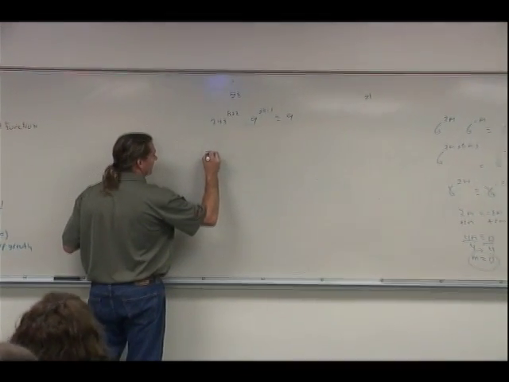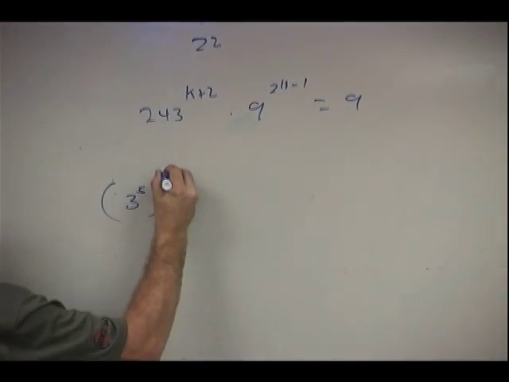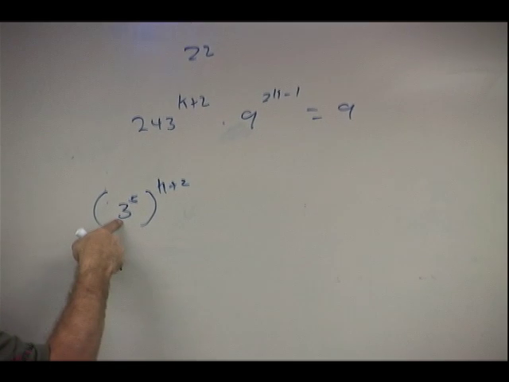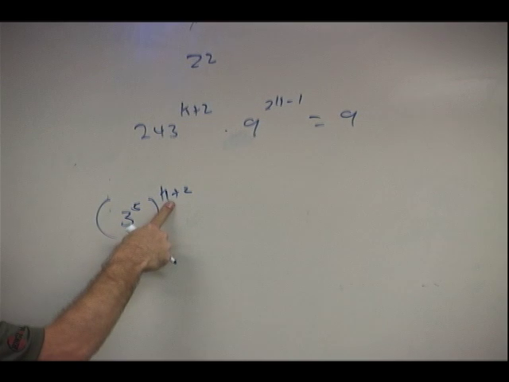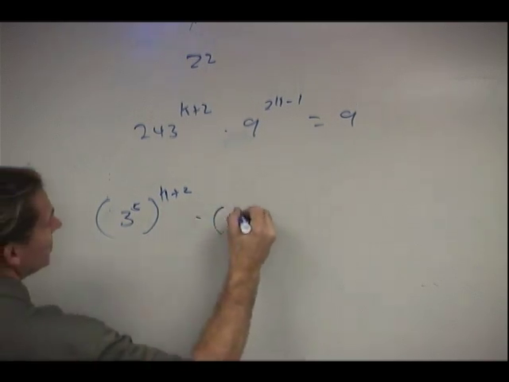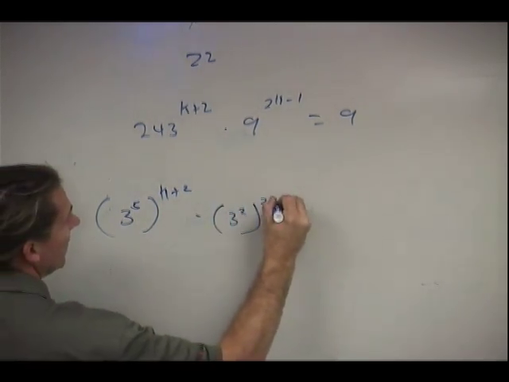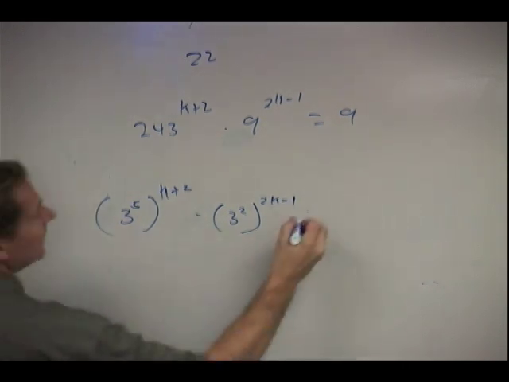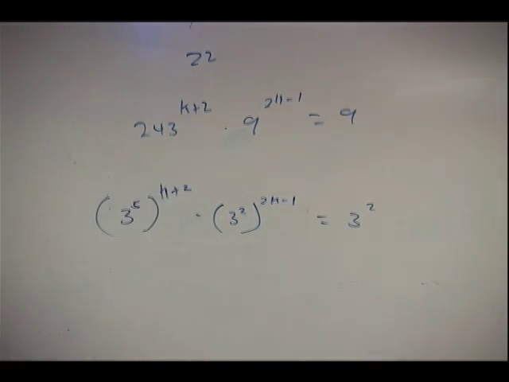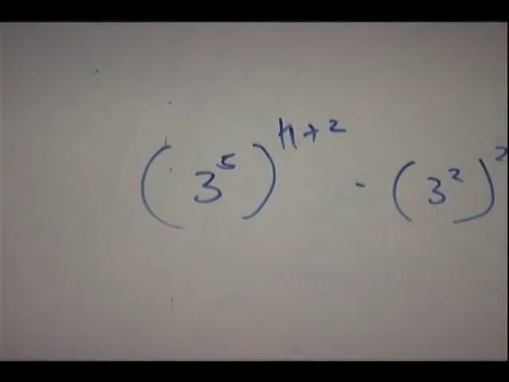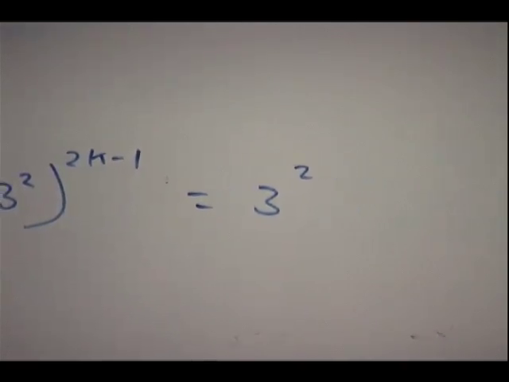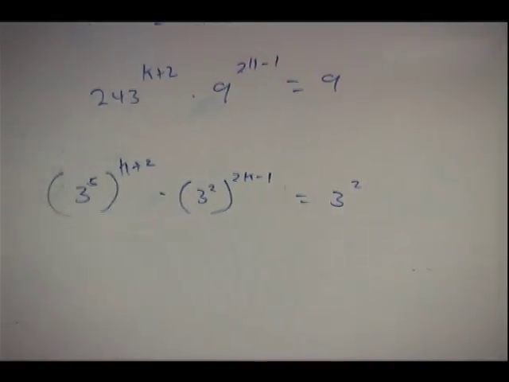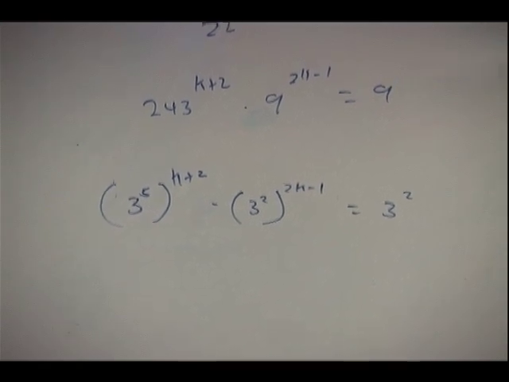Okay, so is it all right if I say 3 to the 5th raised to the k plus 2? That's 243 raised to the k plus 2. Is that okay? And this will be 3 squared raised to the 2k minus 1 is equal to 3 squared. See what I did there? I found some number that was related to all the bases, in this case 3. Because I knew 3 to the 5th was 243, and that 3 squared was 9.